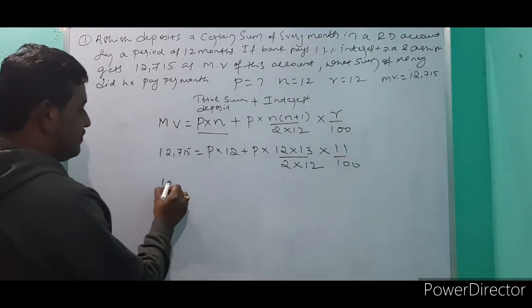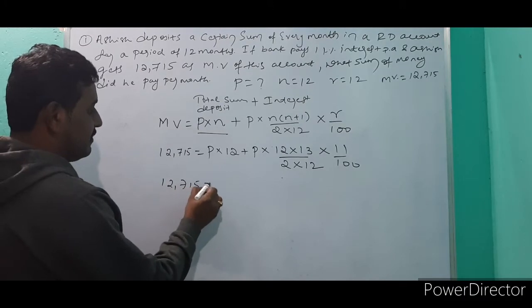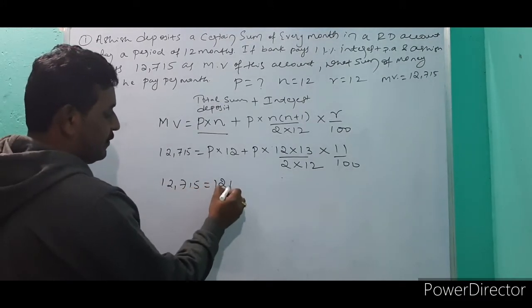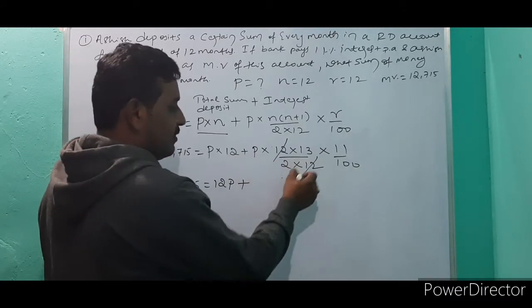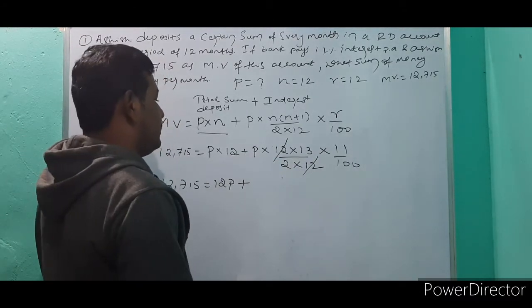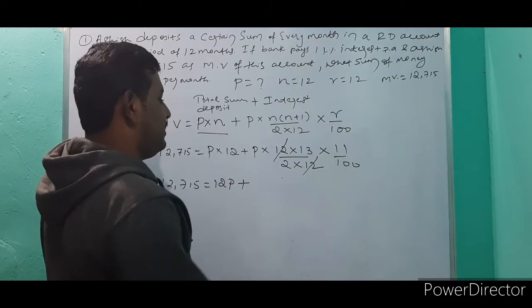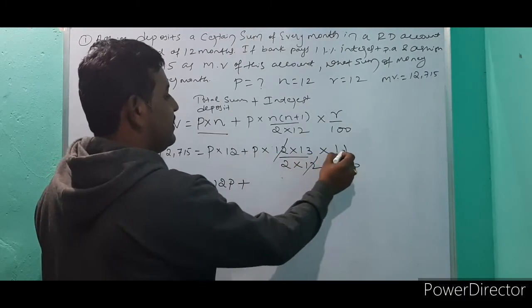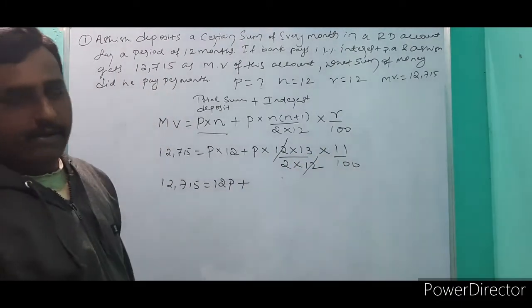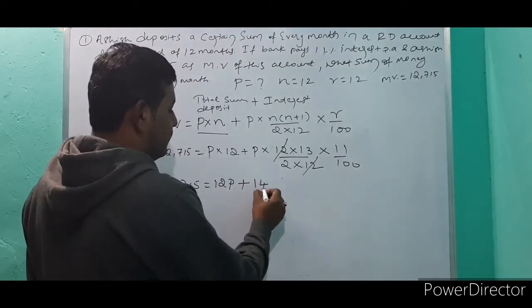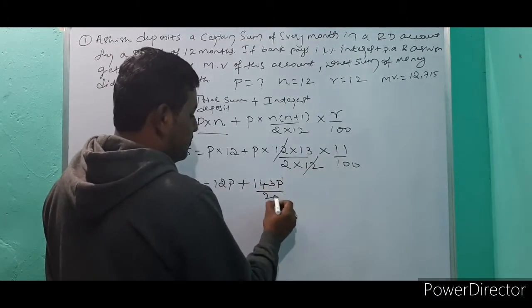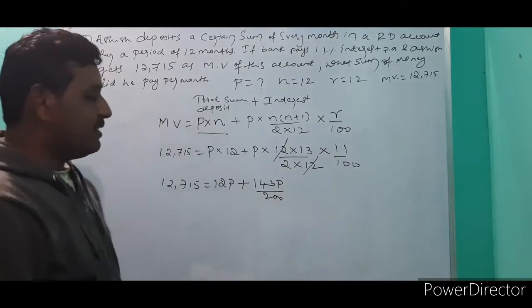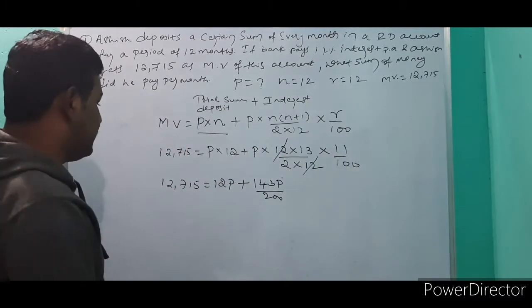Just multiply 12 by 12 into P, 12P, plus. Now we can cancel 12, 12. So what is remaining here? P into 13 into 11. 13 into 11, if you multiply, you will get 143P. In the denominator 2 into 100, 200. Nothing is cancelled, that's why I am multiplying as it is.